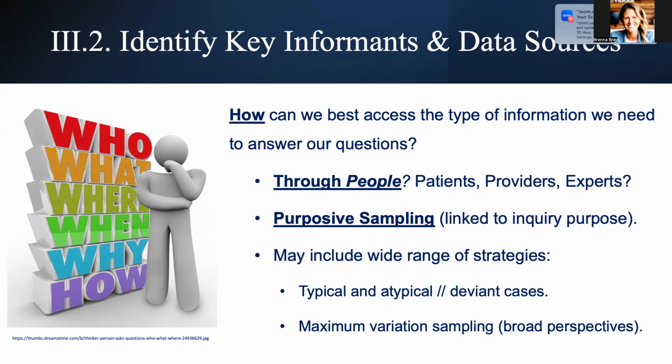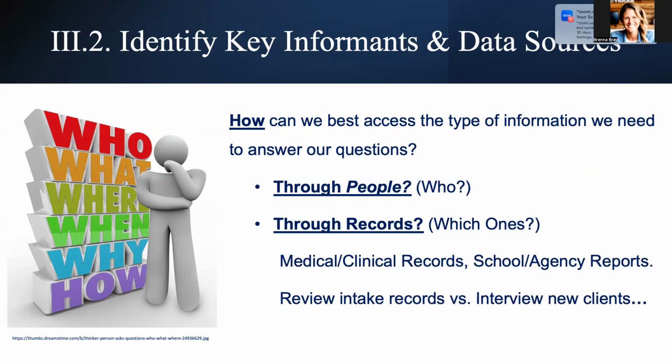Our sampling methods might include a wide range of strategies. So we might include typical and atypical or deviant cases, and we might use maximum variation sampling to gather broad perspectives. We might also collect data through records in addition to people. So then we want to ask which ones. Do we want to use medical or clinical records, school or agency reports? We might review intake records or interview new clients.